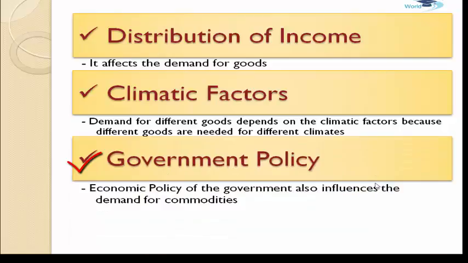Another determinant of demand is government policy. The economic policy of the government also influences the demand for commodities. If the government imposes taxes on various commodities in the form of VAT, excise duties, etc., the prices of these commodities will increase. As a result, demand of these commodities will fall.